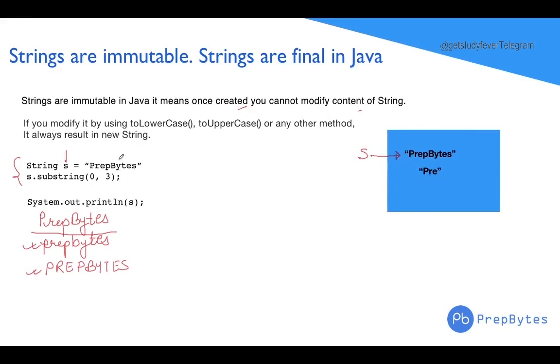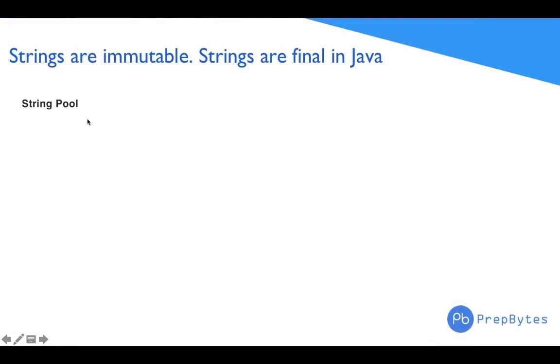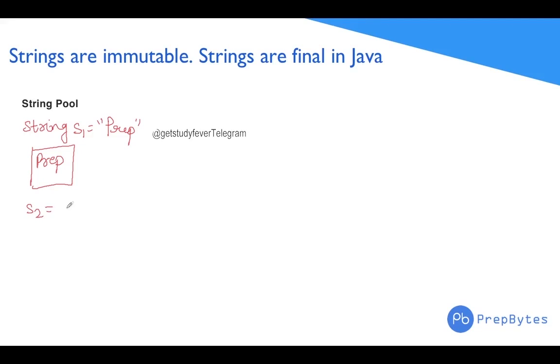Now the question is, why are strings immutable in Java? Let's see a few reasons why strings must have been made immutable. The very first reason is the string pool. Let's say we have a string pool and a string called prep. Let's say I create string s1 equal to prep. Now let's say I again create a string called prep, with a capital P, as s2. Now both s1 and s2 are pointing to the same string.